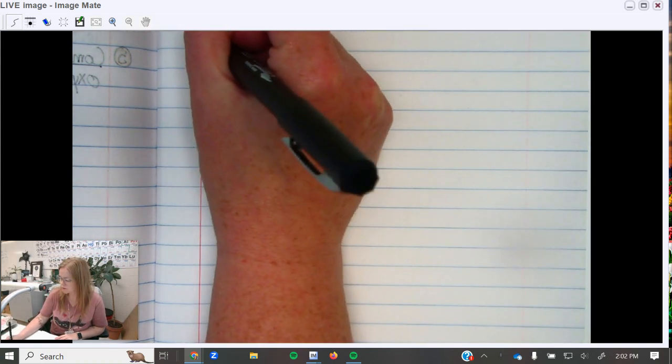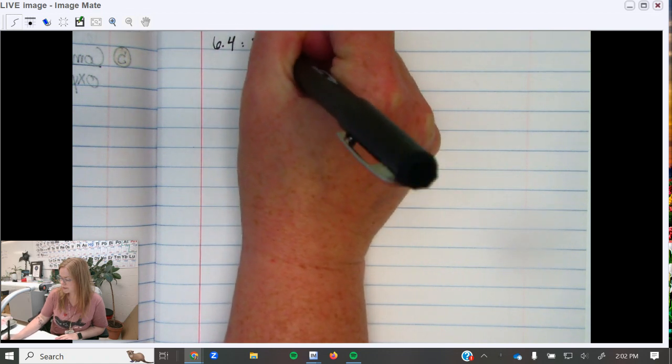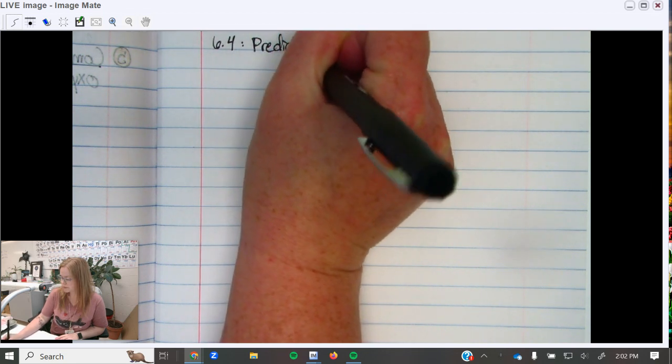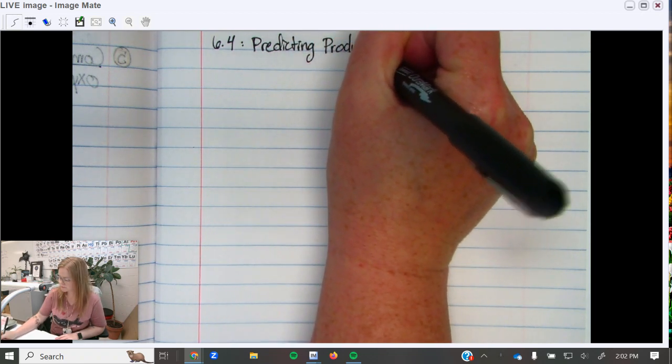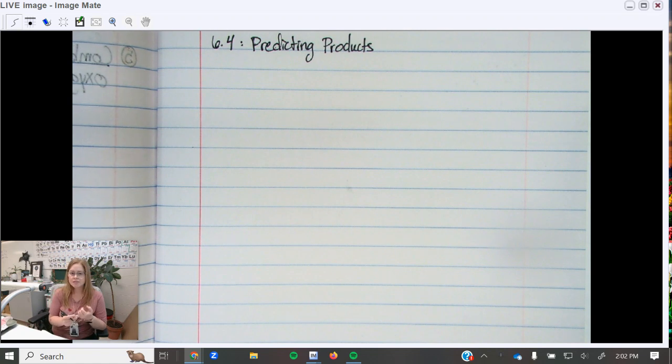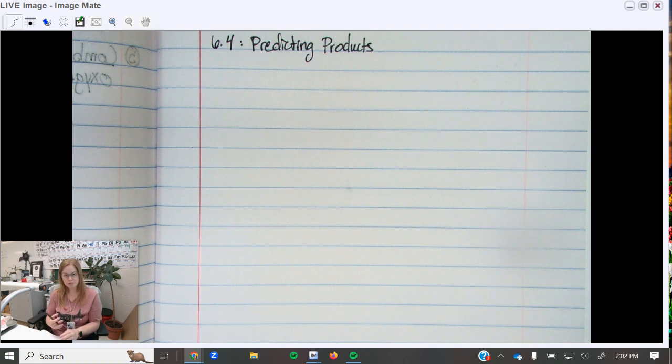All right, today we are going to do our notes for 6.4, predicting products. And this set of notes is going to require two review concepts. The first is about ionic formulas, and the second one is about types of reactions, which you should have just taken notes on. So let's start with ionic compounds.